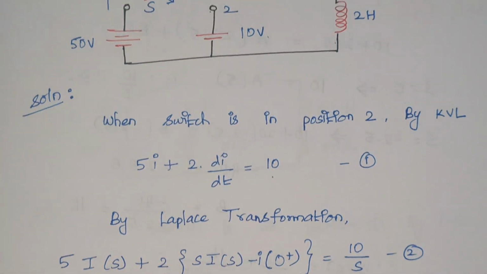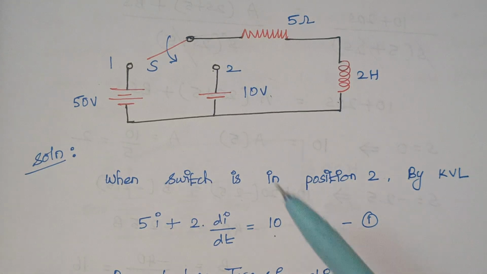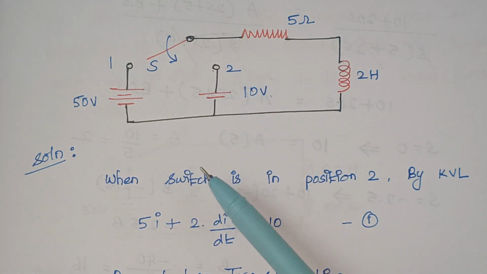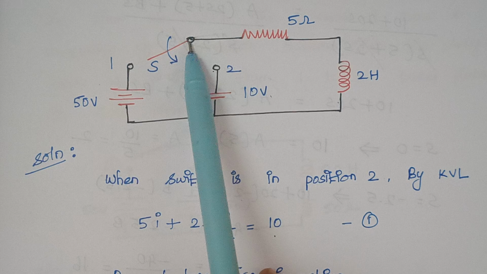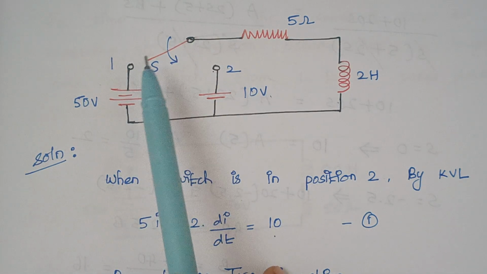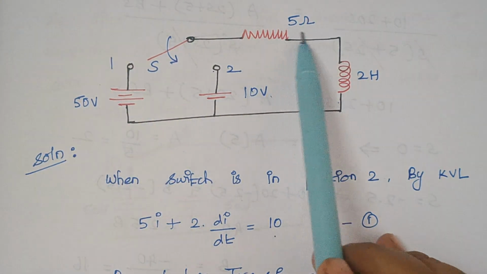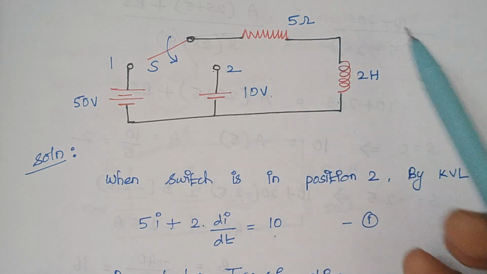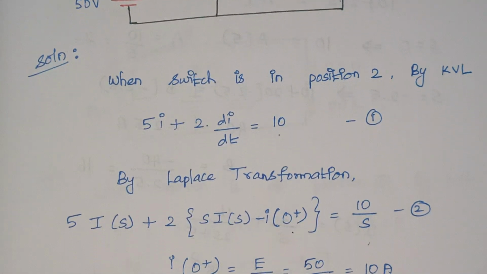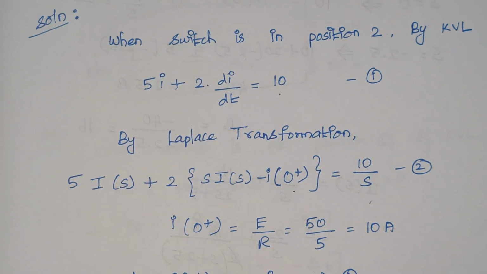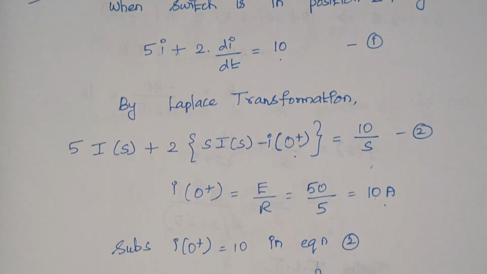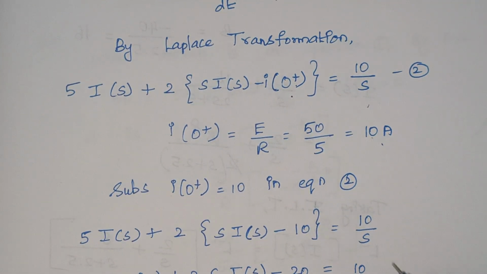So when the switch is in position 1, the steady state current is given by E by R. What is the value of E? It is 50, and what is the value of R? It is 5. So it is 50 by 5, which gives the answer as 10 amps. Now we are going to substitute this value in place of i of 0 plus. So when you substitute, our expression is like this.